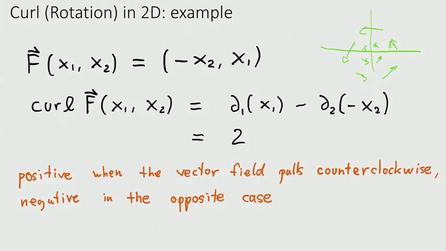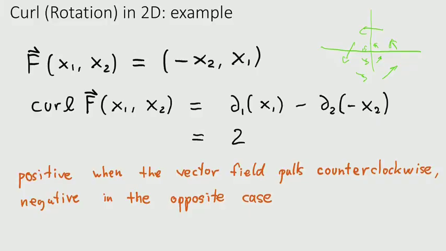That's a very simple example, but it also illustrates again some physical or geometric feature of the 2-dimensional curl operator. Namely, the 2-dimensional curl operator is positive when the vector field rotates counterclockwise, and it is negative if it rotates in the opposite direction. In that sense, this curl operator expresses whether this vector field in 2D represents a circulation or a rotation. It tells you how much of it is a rotation.